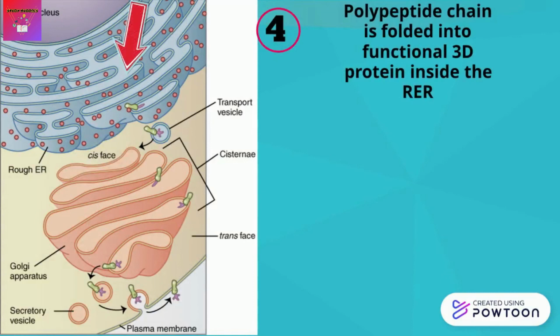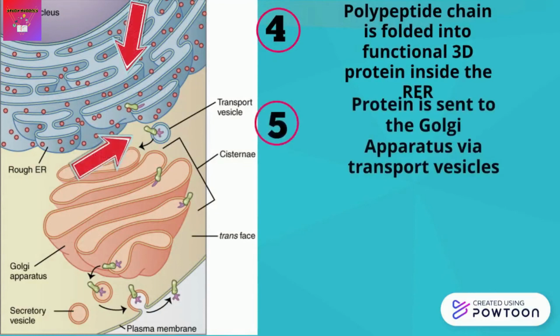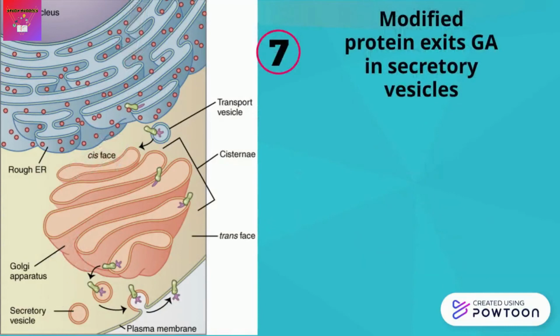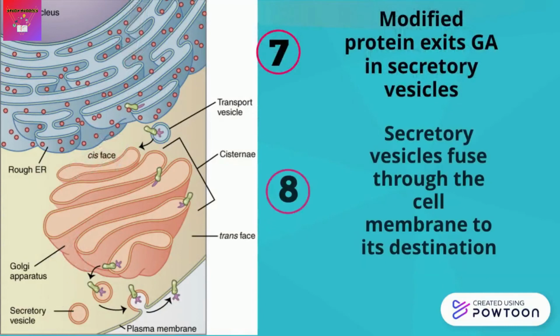The synthesized amino acid chain enters the rough endoplasmic reticulum or RER to be folded into a three-dimensional shape of functional protein. Then, the protein is packaged in transport vesicles to be transported to the Golgi apparatus or GA. At the GA, as mentioned earlier, protein is modified, sorted and repackaged again in secretory vesicles to be secreted out of the cell. Lastly, these secretory vesicles fuse with the plasma membrane and exit the cell to its destination.